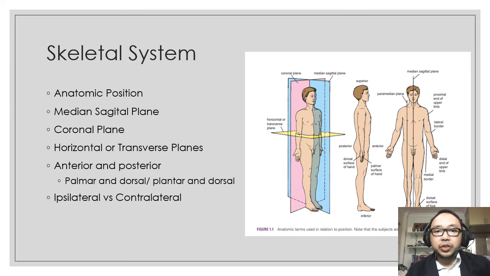We also have your horizontal and transverse planes. And we also need to review the anterior and posterior. When we discuss the region of the hand, we have your palmar and dorsal, and in the foot it is referred to as plantar and dorsal. We also need to consider relations in terms of which side, like ipsilateral, meaning the same side, or contralateral, the opposite side.